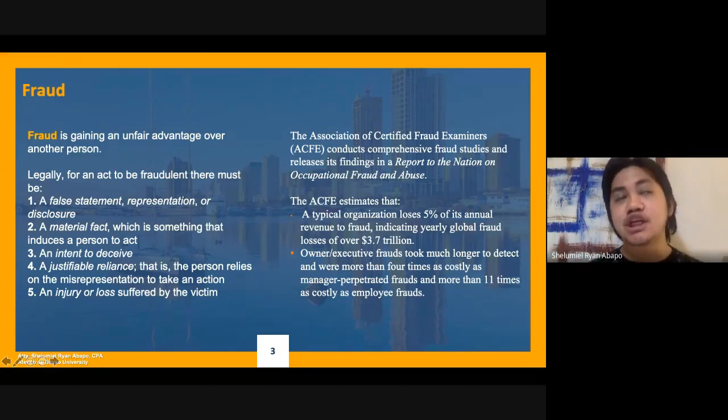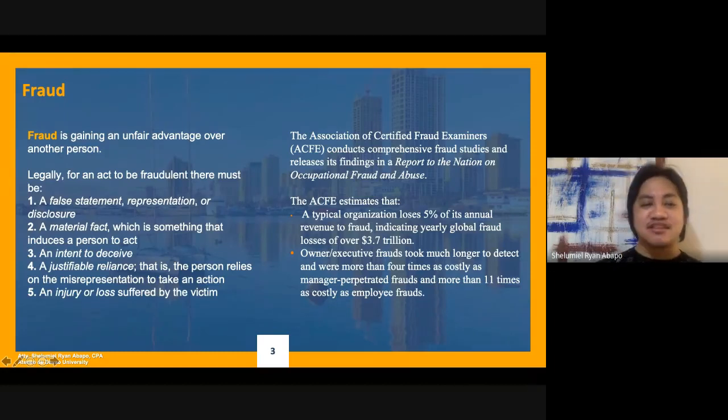And if you later go to law school, you realize that these particular elements in one way or another comprise as well the crime of estafa or swindling. So basically, these elements, absent one, would make that particular act not fraudulent.